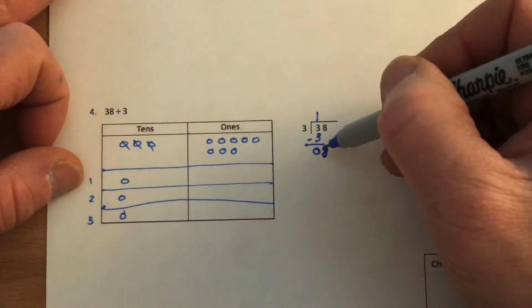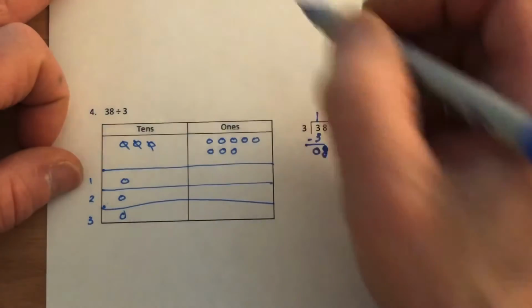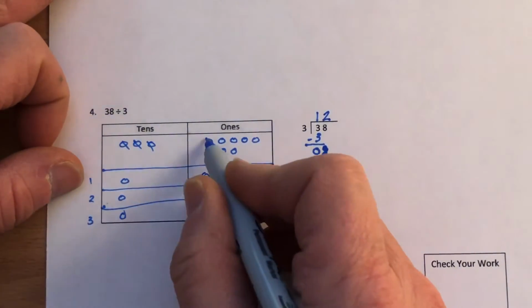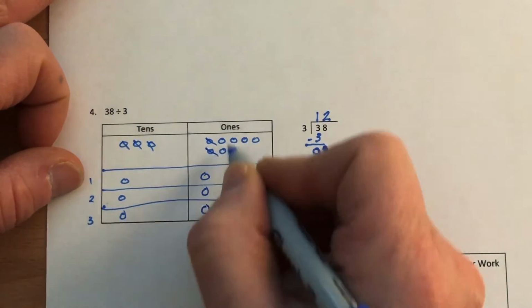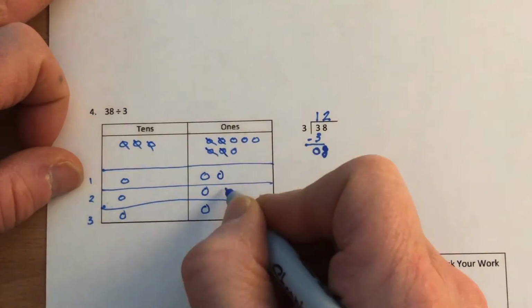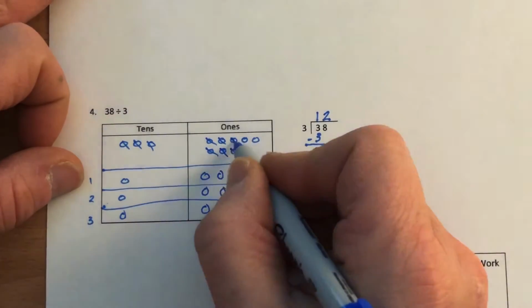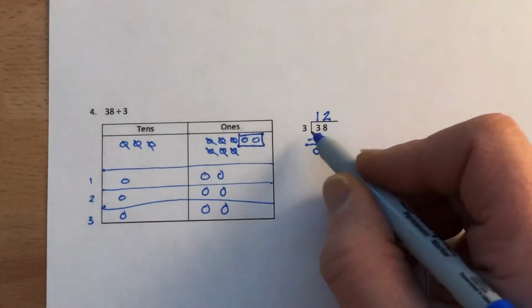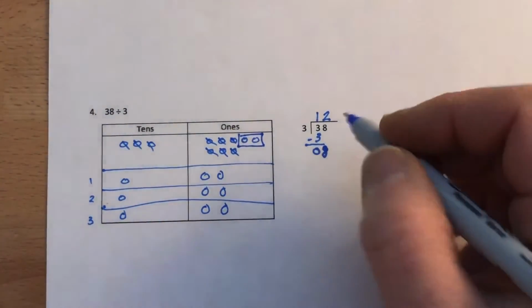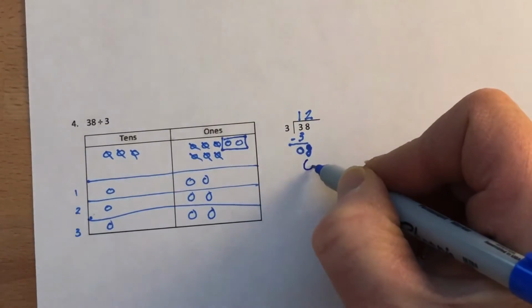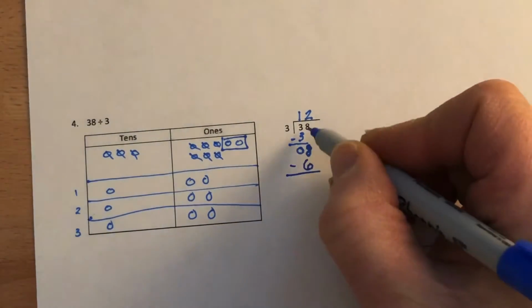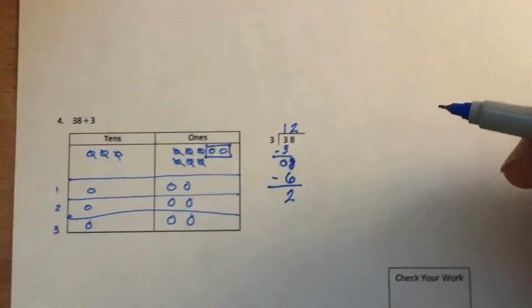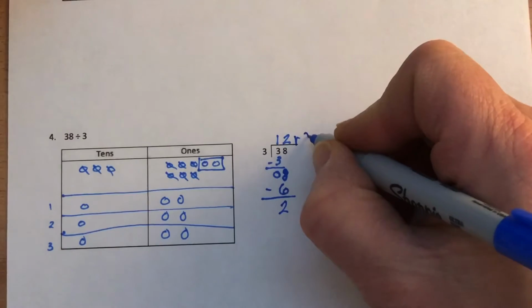So 3 fits into 8. How many times? We know how many times, 2. Because I can take 1, 2, 3, 4, 5, 6, and I've got 2 left over. Okay? So 3 fits into 8 2 times without going over, because 2 times 3 is 6. Subtract that, I get 2. There's no more numbers to bring down because 8 was in the ones place, so we're good. So my remainder here is 2.